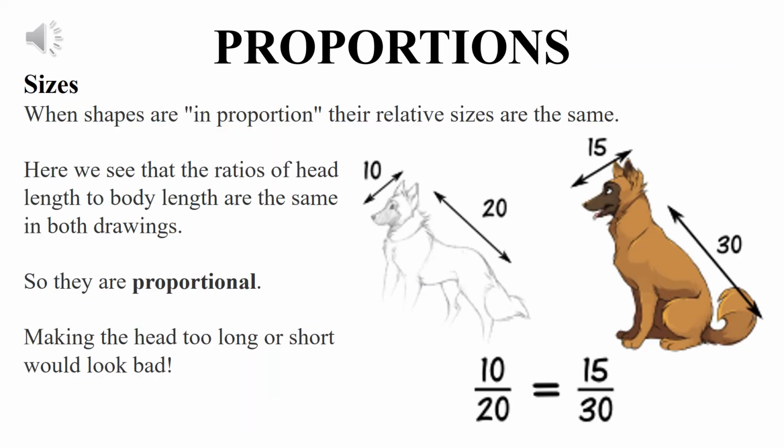Sizes. When shapes are in proportion, their relative sizes are the same. Here, we see that the ratios of head length to body length are the same in both drawings. So they are proportional. Making the head too long or short would look bad.